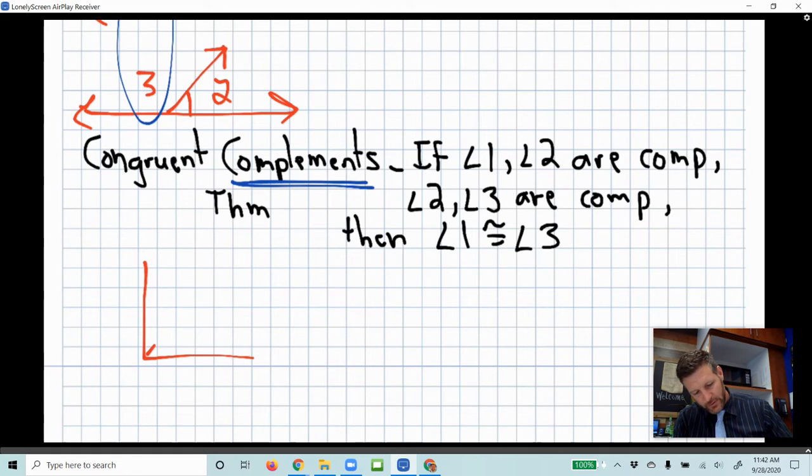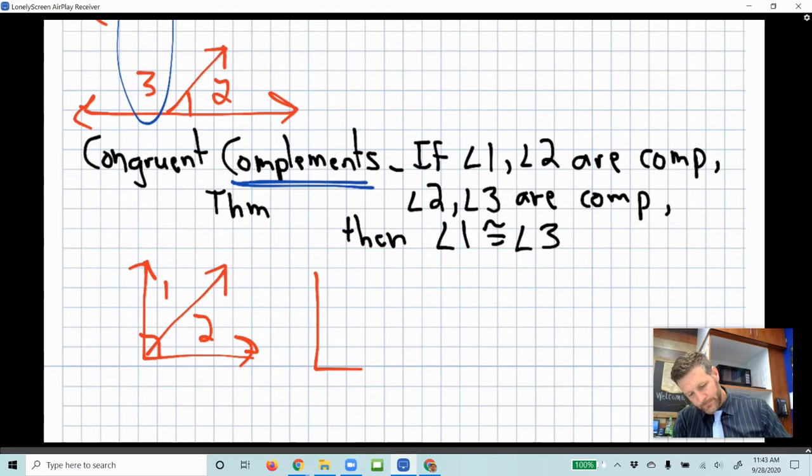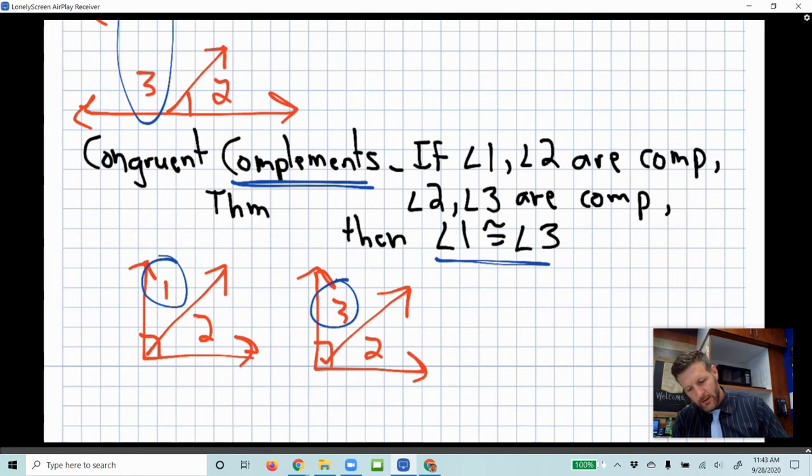We have our complementary angles here and here, and if you have angles 1 and 2, you can put a little right angle there. Then if you have another one, but this time it's angle 3 and angle 2, you can see that if both sets are complementary, meaning they add up to 90, then you can deduce that 1 and 3 must be the same amount, because there's no way they could be different and yet both add up with angle 2 to equal 90 degrees.